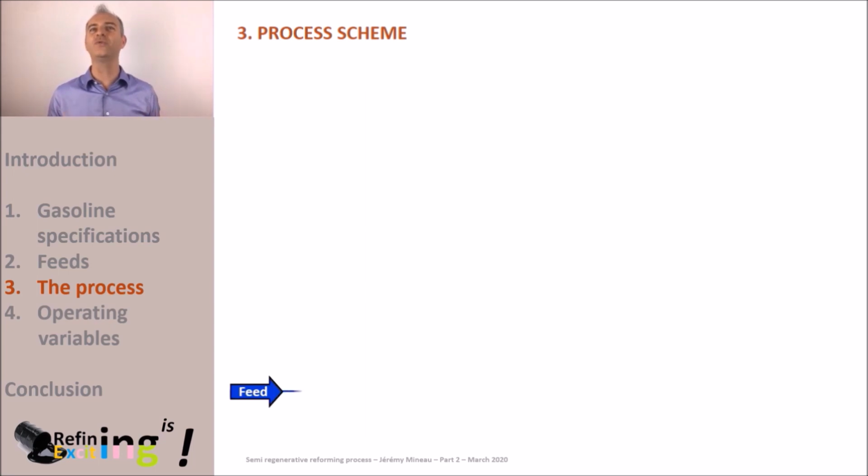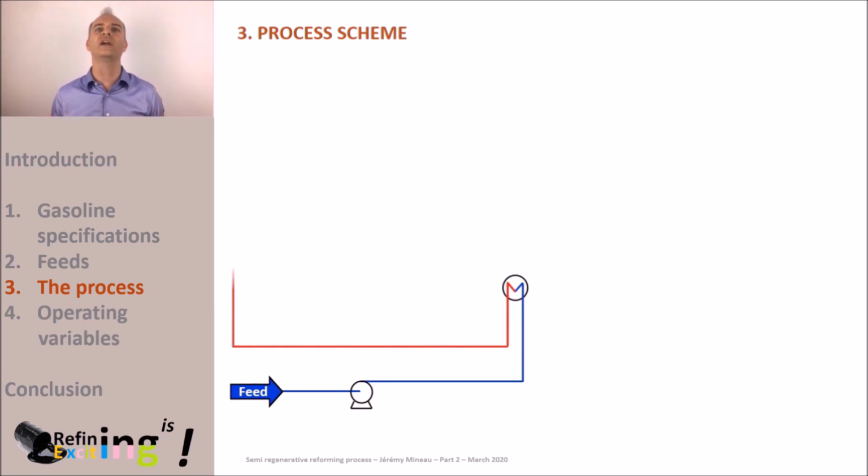First of all, we start to increase the temperature of the feed with a centrifugal pump. Then we increase the temperature in the heat exchangers. While the temperature is increasing, the feed is gradually vaporized. Finally, the temperature is increased to the final reaction temperature in a fire heater before going in the first reactor, where the reactions of catalytic reforming will take place.